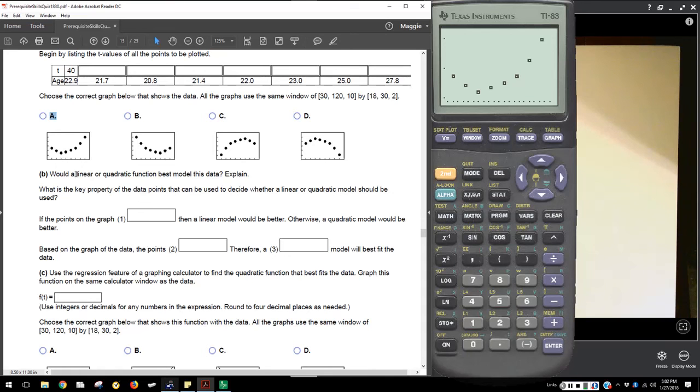And the question, would a linear or quadratic function best model the data? Well, a linear function wouldn't model this data because it wouldn't follow the trend of the data. The data is definitely exhibiting a curve. So that means that we would want to use a quadratic model.